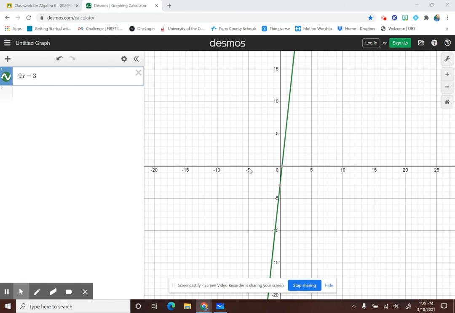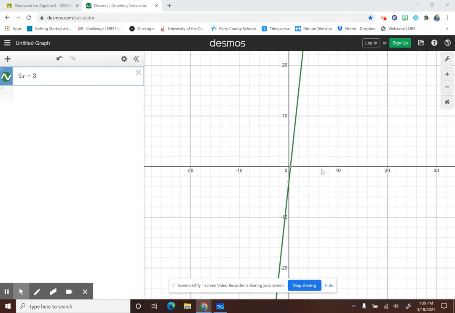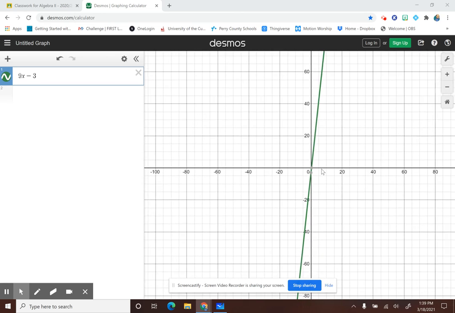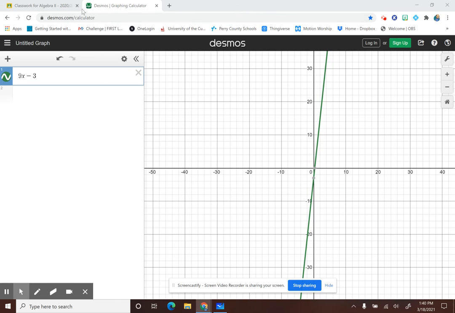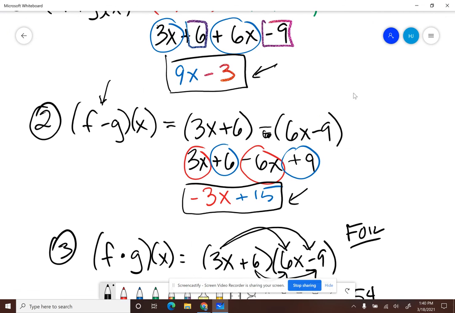And if I'm thinking about the domain, remember the domain is my x values, well, this thing goes on forever in both directions. So my domain for number one is going to be negative infinity to positive infinity. And as a matter of fact, it's going to be the same for this one because, again, it's a linear equation.